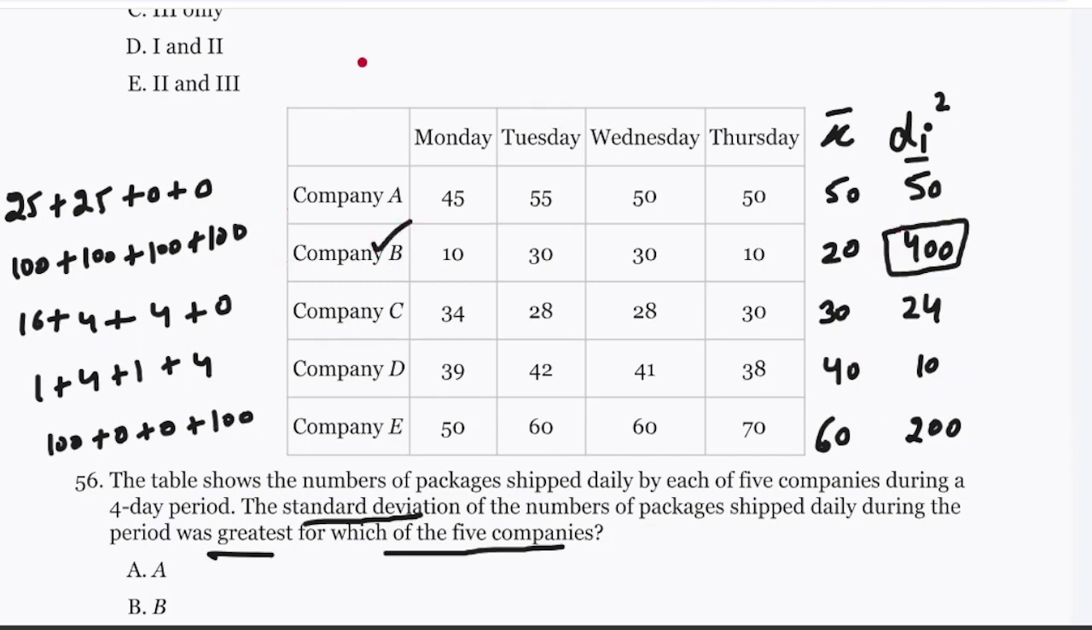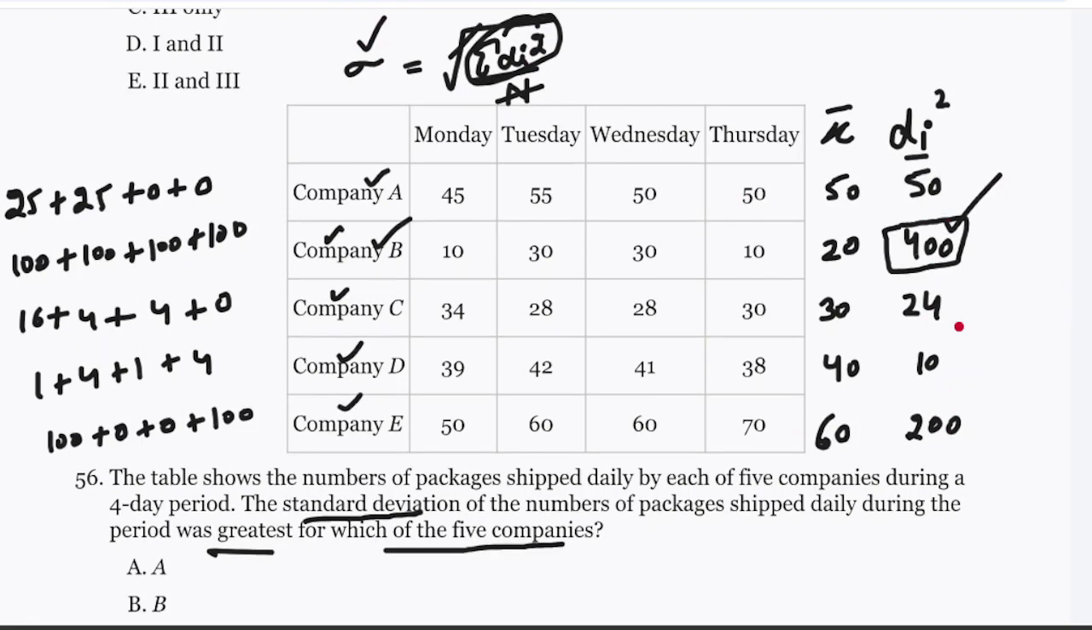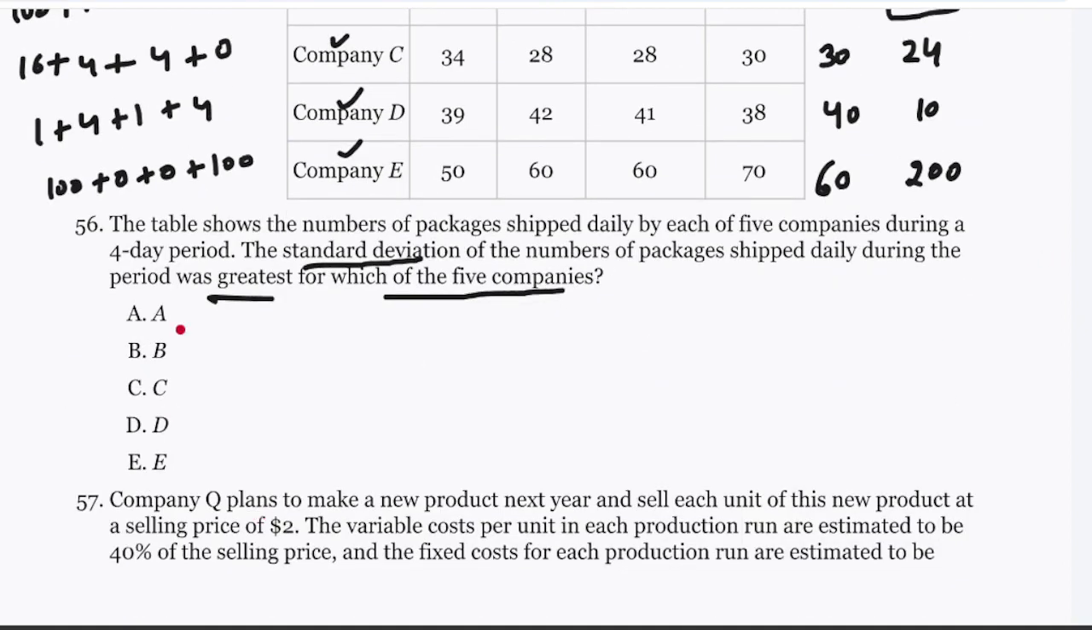Because the formula for the standard deviation is the square root of summation of di square divided by n. So n is the same for company A, B, C, D, E. N is the same for everybody. Square root is the same for everybody. The only thing that is different is di square. So the higher di square is, the higher the value of standard deviation. So I don't need to calculate it. I can straight away say the 400 is my answer. That means company B is going to have the highest deviation. Clear?